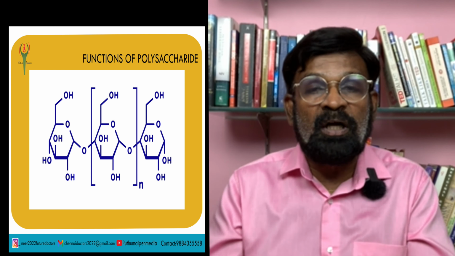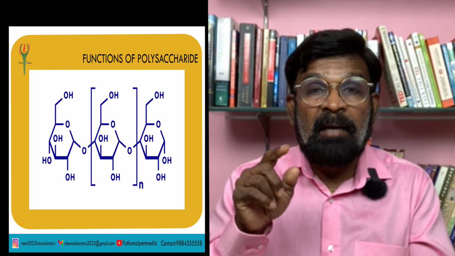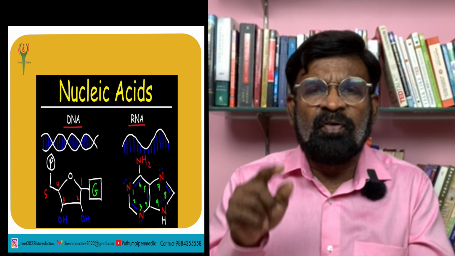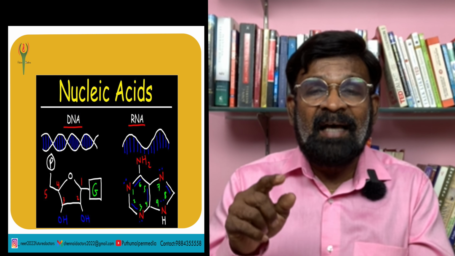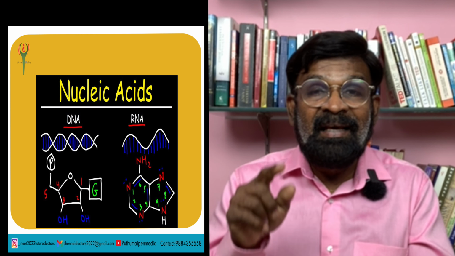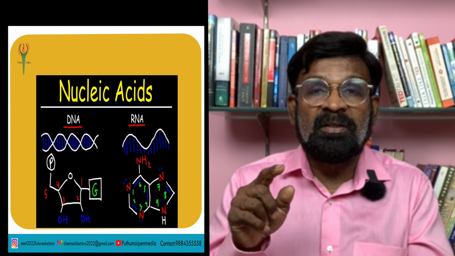Example, agar. So all the agar plates which we use for blood culture, those kinds of things. They also act as reserve food materials in the plants, for example starch.